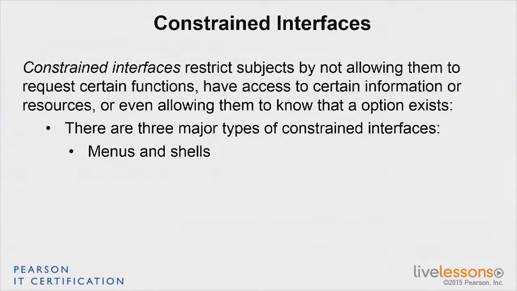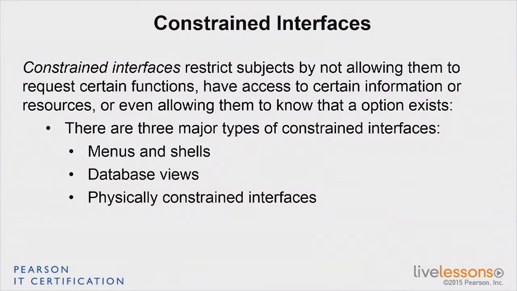One is menus and shells. So when you get to an application, it's what can you see, what menus are presented to you, and what choices on those menus. By restricting what menus or shell you can see, now we're restricting what your access is. The second is database views. In a database, we can restrict views so that the subject can only see certain fields, or perhaps only certain queries, or even only certain reports.